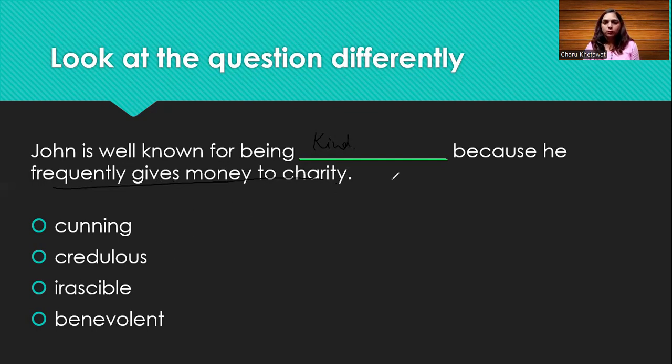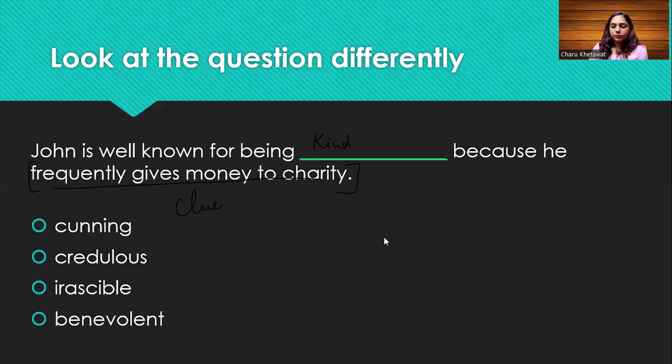That is called the clue. So this portion is the clue for the blank. A clue will always be there in the sentence. You just have to look for it. So the clue is going to make one choice better than the others.